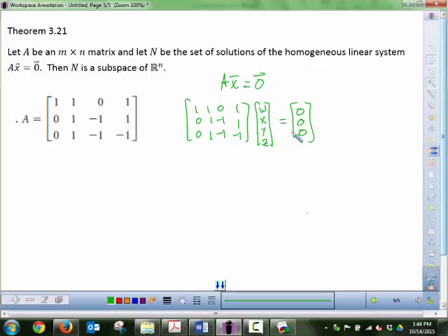Okay? So the solutions to this have to be, this is a 3 by 4 matrix. It has to be from R4, right? So solutions are in R4 because you're looking at these 4 vectors.